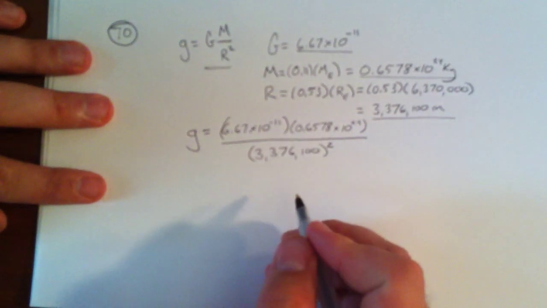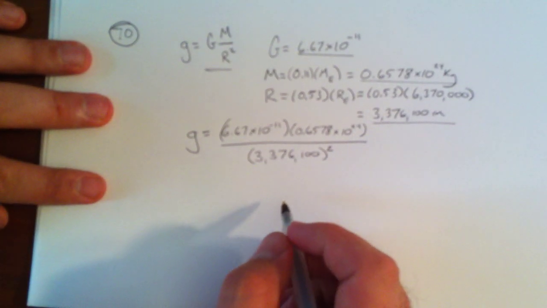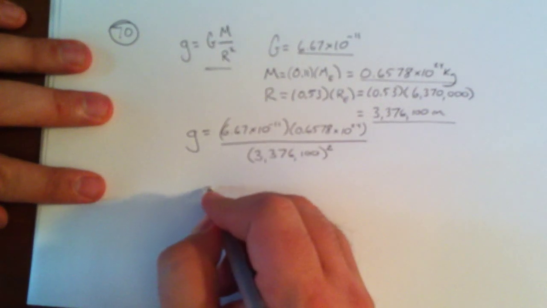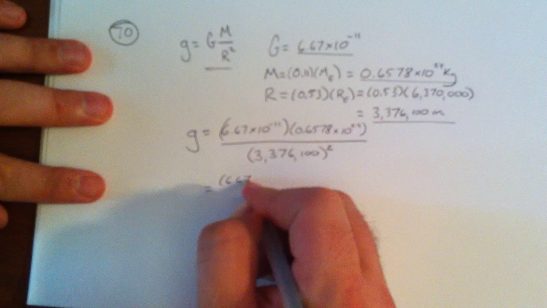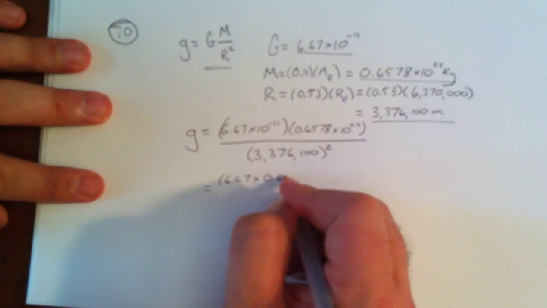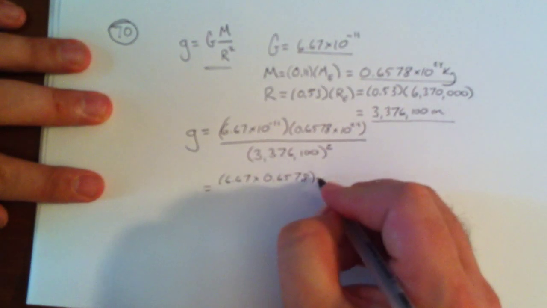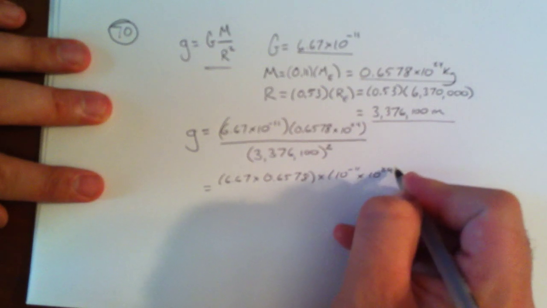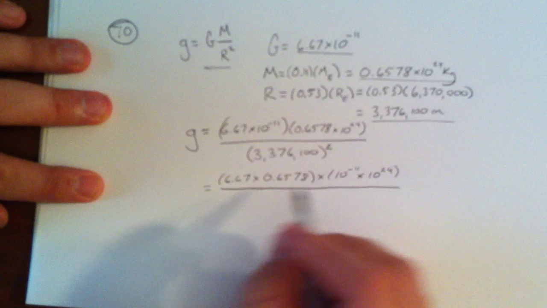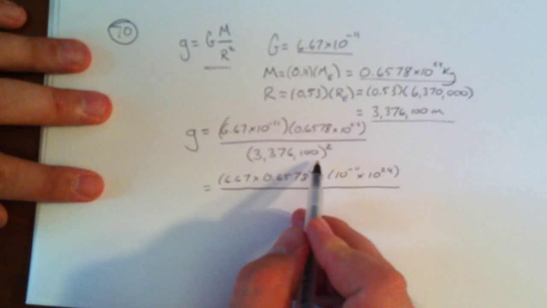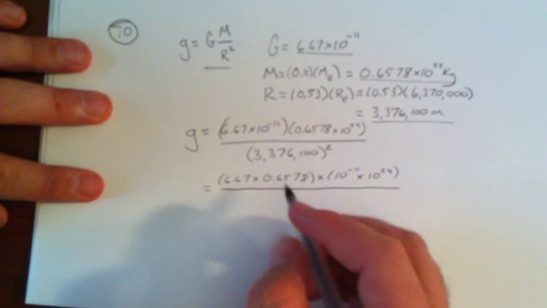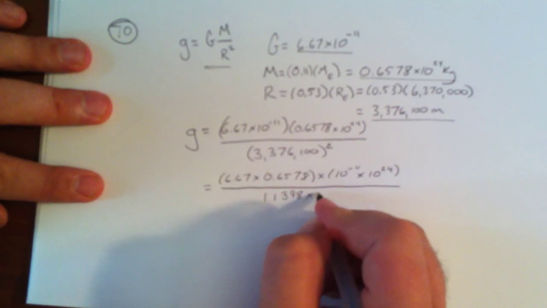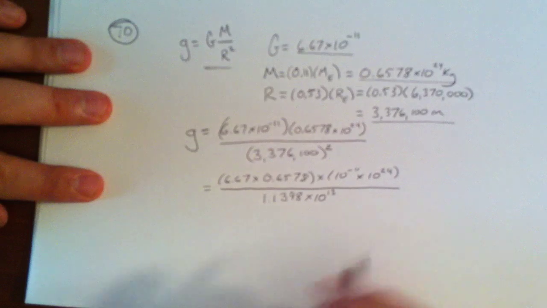Now just like we did in the previous problem, and go back and watch that video if you haven't seen it, we can rearrange these terms. So let's pull out the easy numbers to work with. It doesn't care what order we multiply things in. And if you square this number down here in the denominator, you end up with 1.1398 times 10 to the 13th.